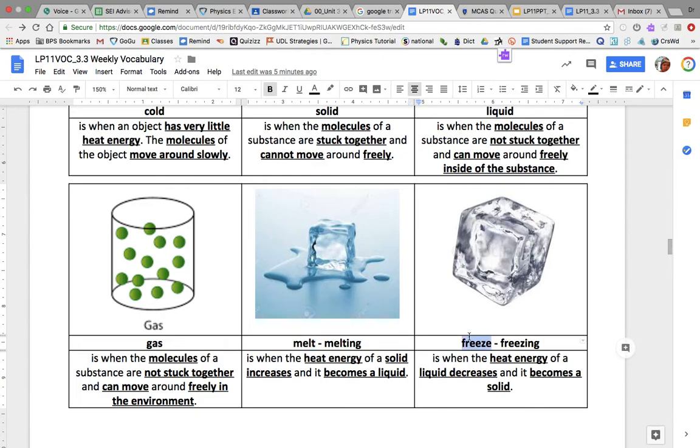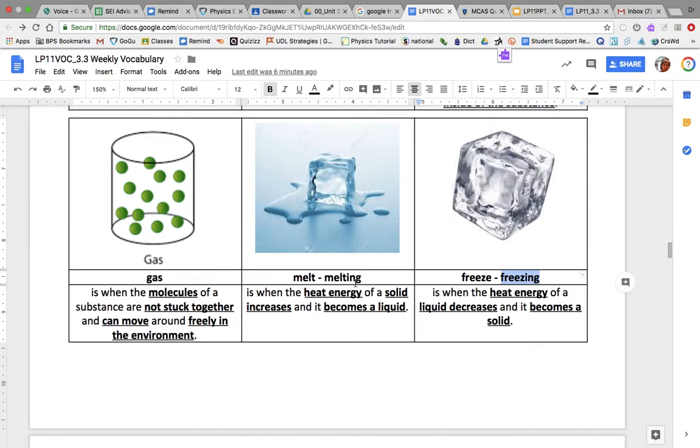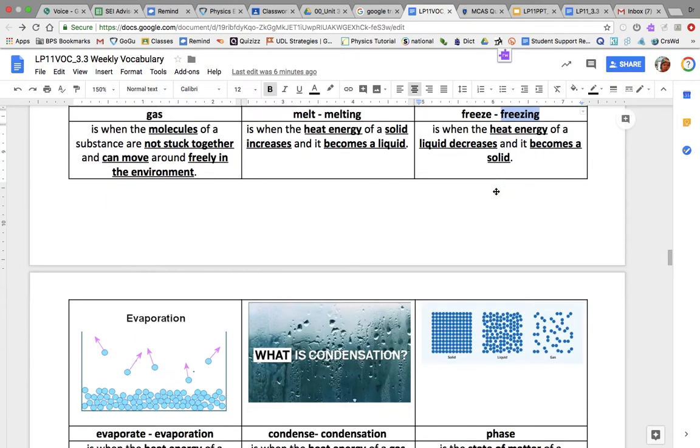Freezing is another word. Freeze or freezing means when you have a liquid that becomes a solid. So what you do is you actually take the heat energy out of a liquid. So you decrease the heat energy of a liquid and you make it a solid. So the molecules stop moving around, they stay still, they connect together, and they become a solid. So the opposite of melting is freezing. Melting is to go from solid to liquid. Freezing is to go from liquid to solid.